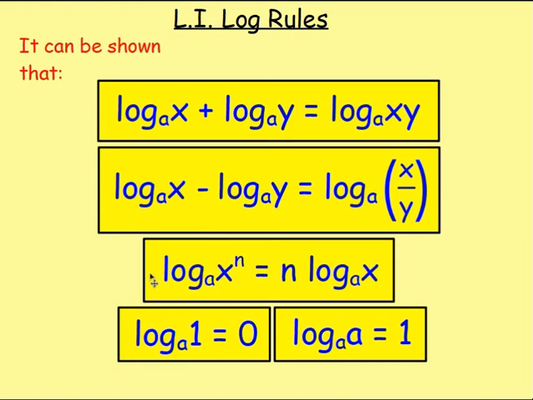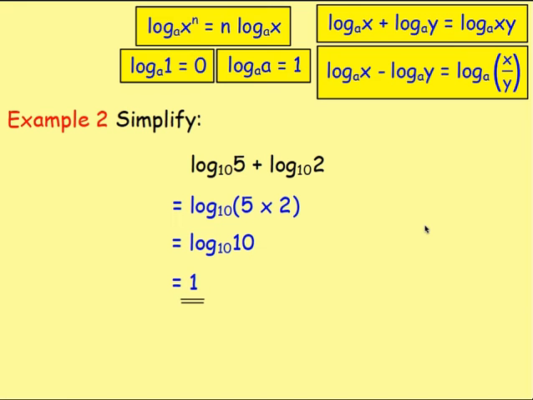And you would then have n log base a of x. 2 that we already came across, log base a of 1 equals 0, and log base a of a equals 1. Applying these rules, we can then simplify, such as log base 10 of 5 plus log base 10 of 2. Same base, log base 10 and log base 10.